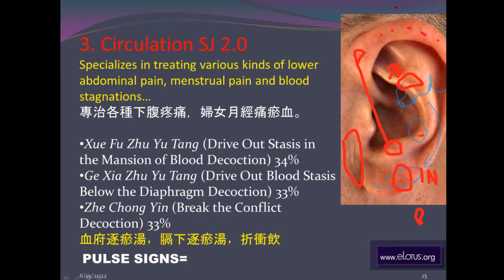This is the head. See? The head. So it blocks blood stagnation. But this area has some kind of redness. That means inflammation. So you can use this circulation sanjiao or even my pain combo or first the mighty combo. They will all work.